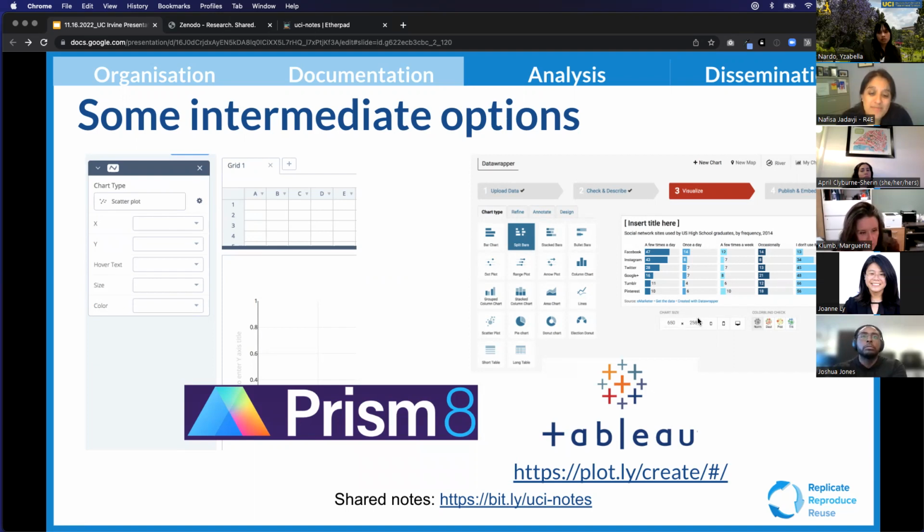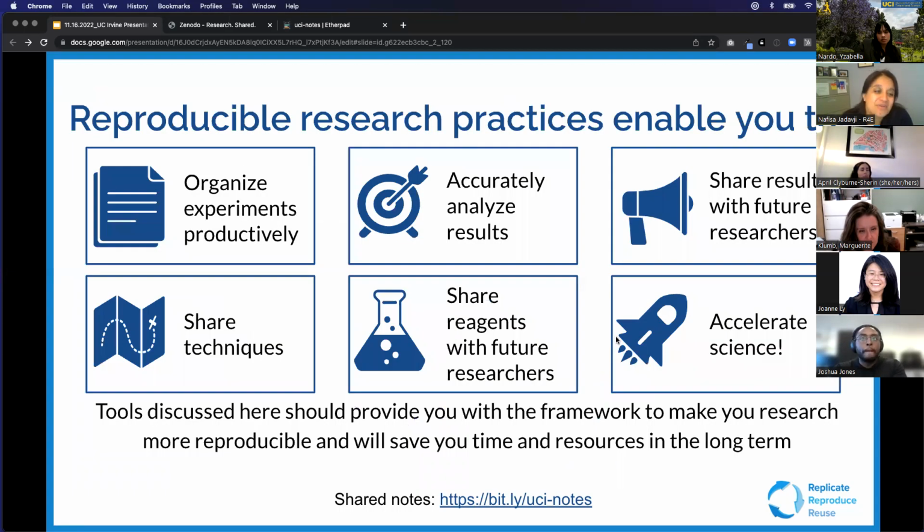Okay, so just to wrap up our workshop, we've come to the end. We hope that we have shared some of these tools in order for, next slide, for you to increase your reproducible research. So in terms of organizing experiments, analyzing results, sharing your results with researchers, sharing techniques, reagents, and in hopes to help you accelerate science and contribute to the big picture and all of that.